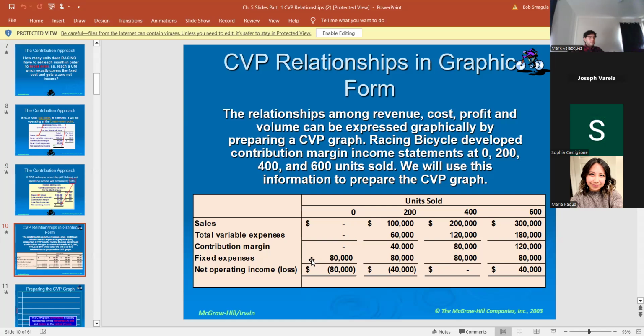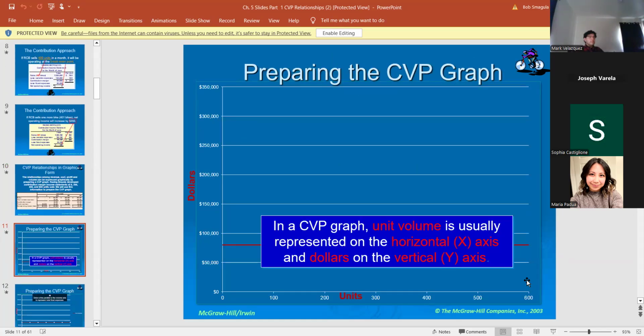That money doesn't go away. If we sell 200 units, we're going to lose $40,000. And we just saw that at 400, we break even. And at 600, we don't lose $40,000, we make $40,000. So they're giving us a little visual here.